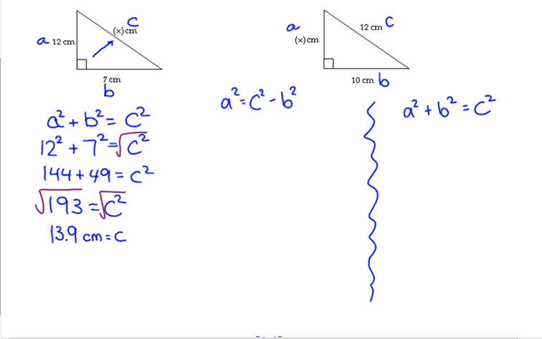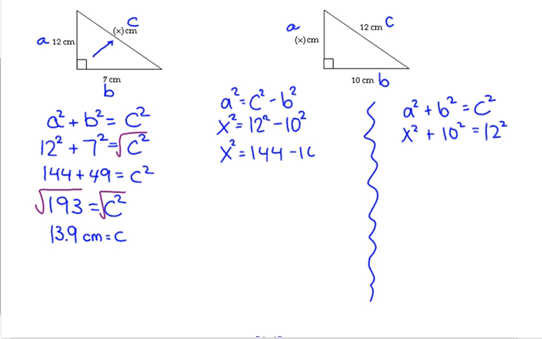So A squared is actually what variable? So x squared equals, our C is 12 squared minus 10 squared, okay? If you did it this way, you would have had x squared plus 10 squared equals 12 squared. Either way is fine. So here, I'm still going to have 144 minus 100. This one I have plus 100 equals 144. So write down the one that you like. What's 144 minus 100? You know that.